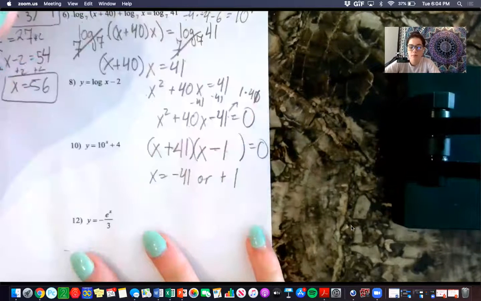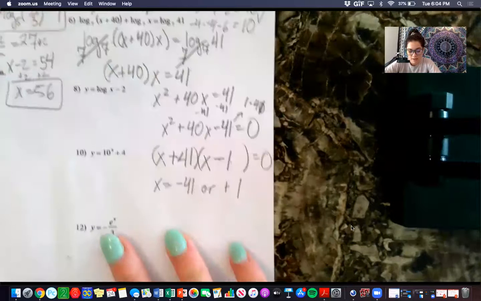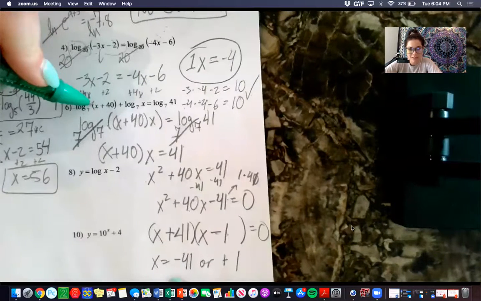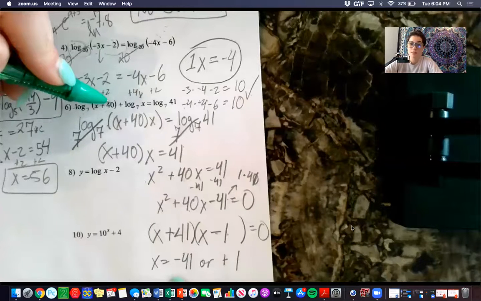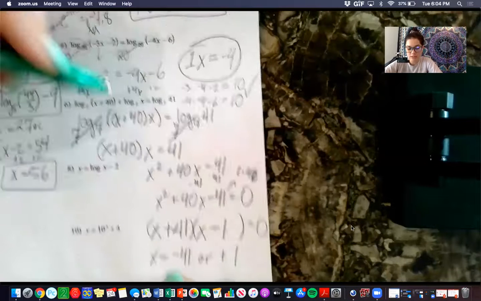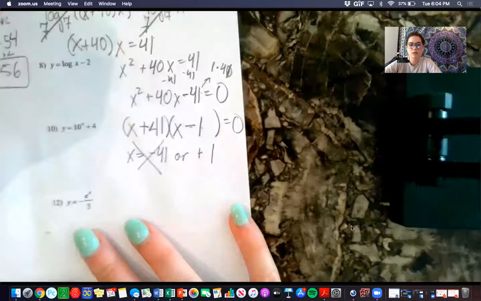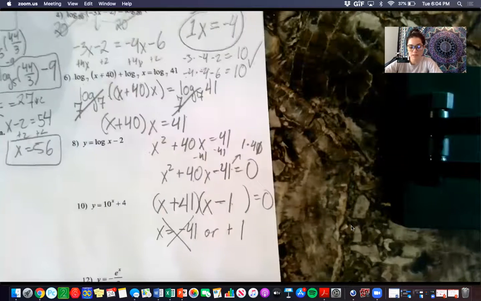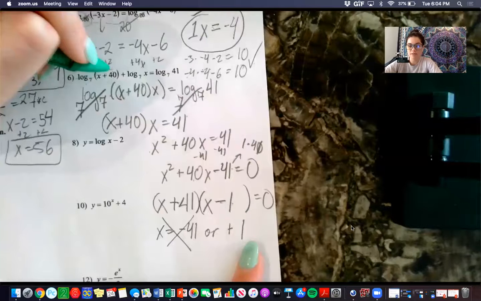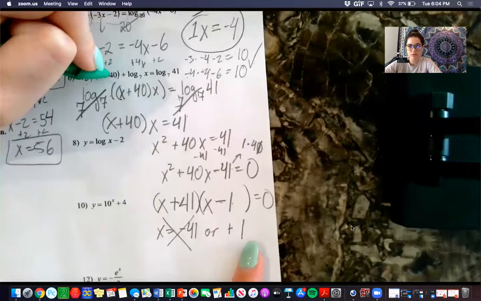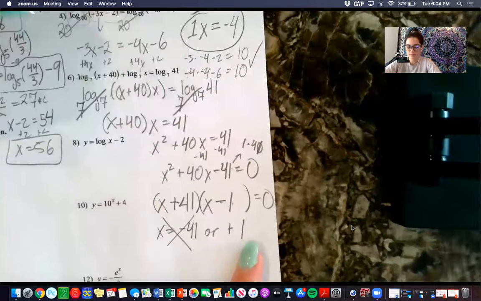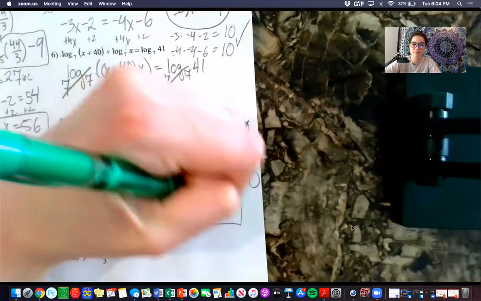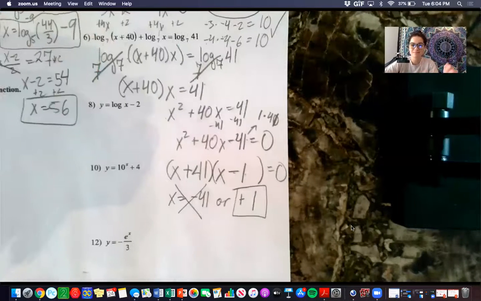Go back, and we need to double check both of our answers. If x equals negative 41, negative 41 plus 40 is a negative number. That's going to be an extraneous solution. Extraneous. Doesn't work. Not a solution. Double check 1. 1 plus 40 is 41. Okay, that's a positive number. That works. And then just regular old 1. Perfect. So that means that this positive 1 is our only solution for that problem. And that's it. Easy peasy.